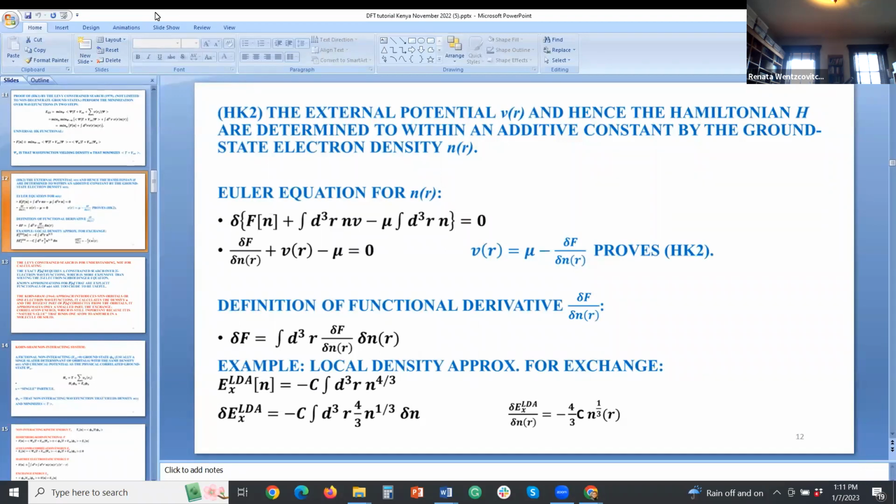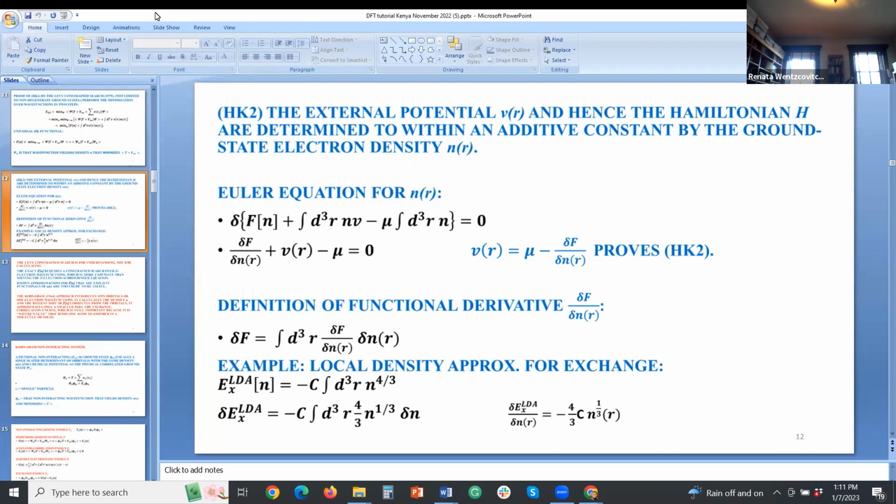So we have to find an extremum or a minimum in this case of the functional F[n] plus the integral of n times V, subject to the constraint that the integral of n is a fixed constant capital N. So we introduce a Lagrange multiplier mu to enforce that constraint.